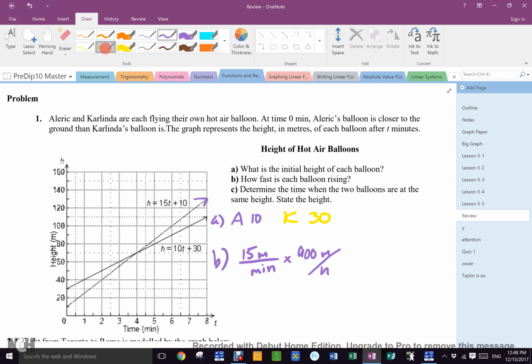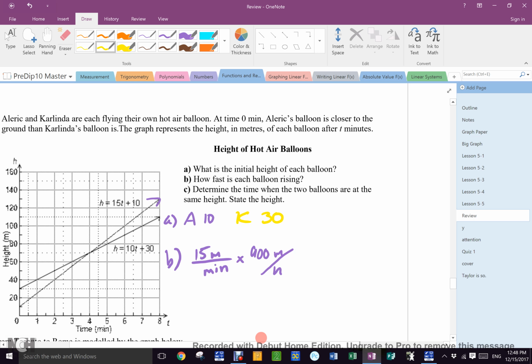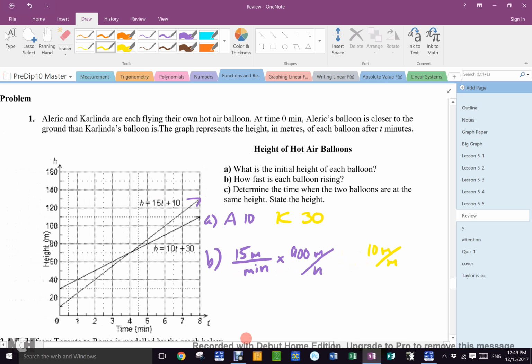How fast is Carlinda rising? 10 meters a minute. 10 meters per minute. Now, most of you probably did this. At least I would guess.